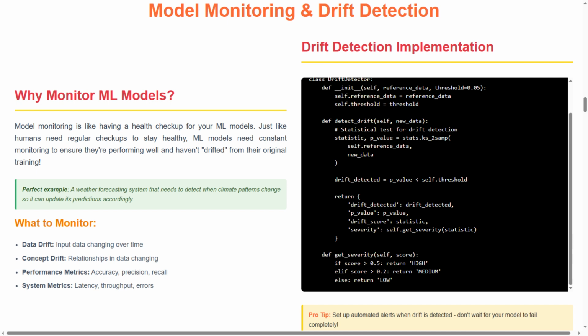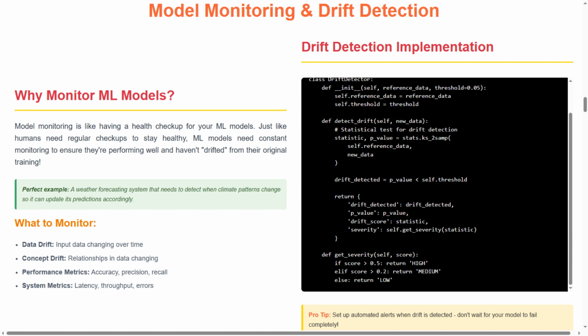Here's our perfect example. A weather forecasting system that needs to detect when climate patterns change so it can update its predictions accordingly. What to monitor includes data drift, input data changing over time, concept drift, relationships in data changing, performance metrics, accuracy, precision, recall, system metrics, latency, throughput, errors.